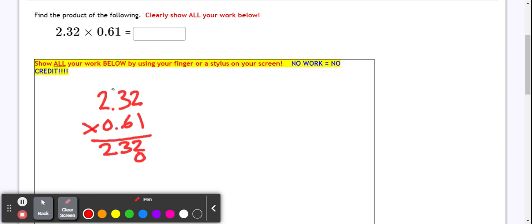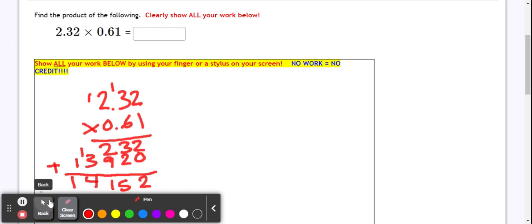So 6 times 2 is 12. I'll write 12 like that. 3 times 6 is 18, plus 1 is 19. Carry the 1. And 2 times 6 is 12, plus 1 is 13. I have to add these up now, and that ends up being 2, 5, 11, 4, 1.